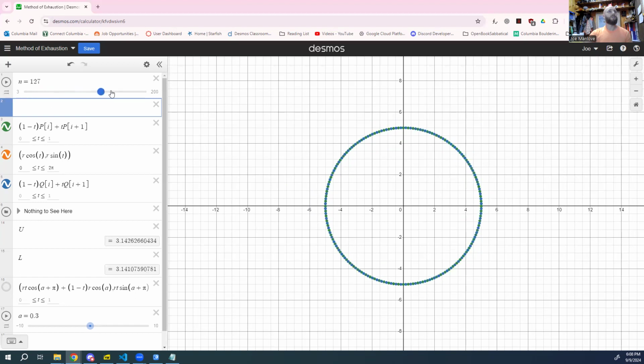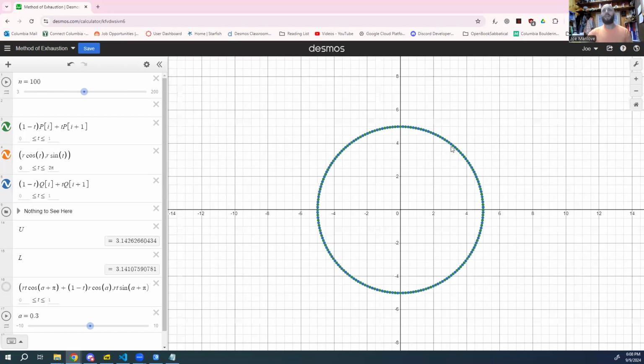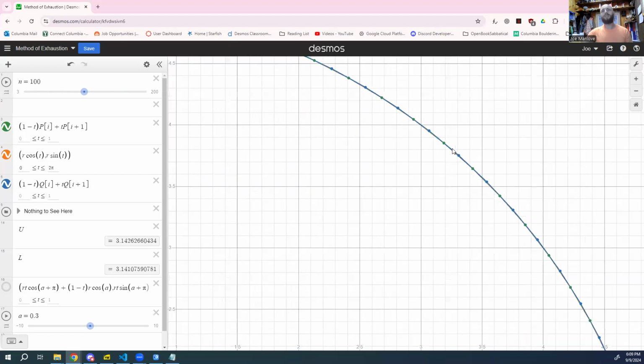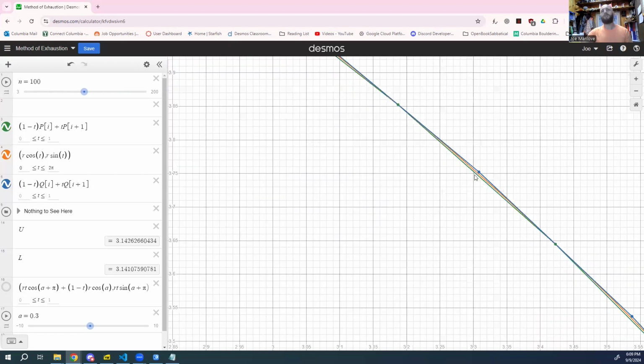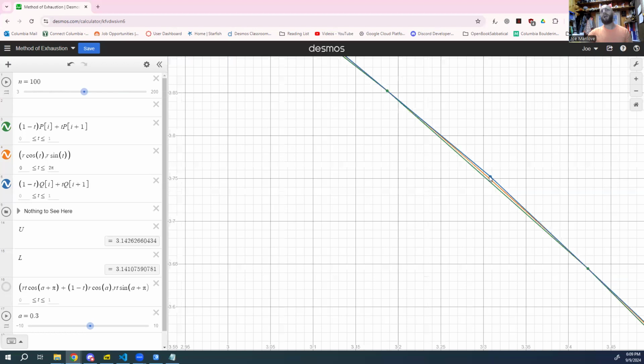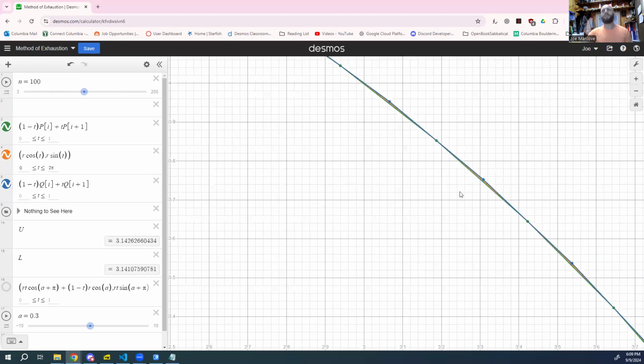So let's just push this up into, let's go for a nice even hundo. So at 100, that's a 100-sided shape drawn on the outside and a 100-sided shape drawn on the inside. You'll notice I can't really tell the difference between these without zooming in pretty far. So there's kind of the error, right? It's just that little extra there.